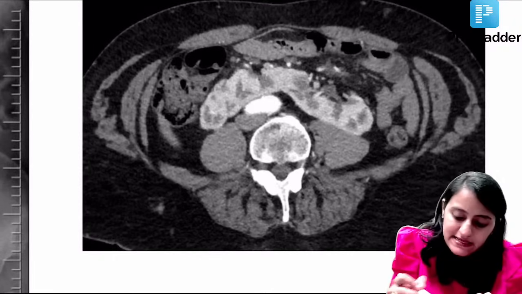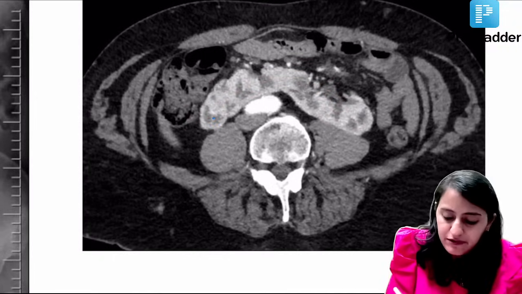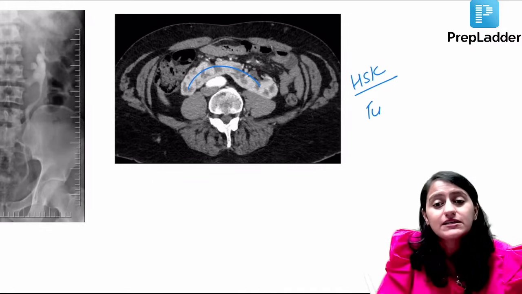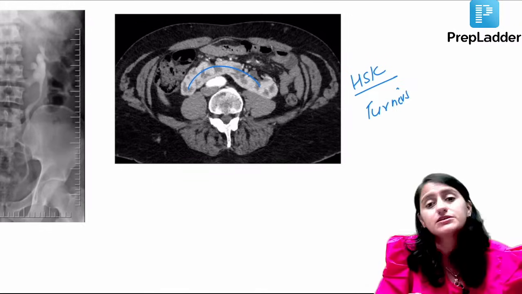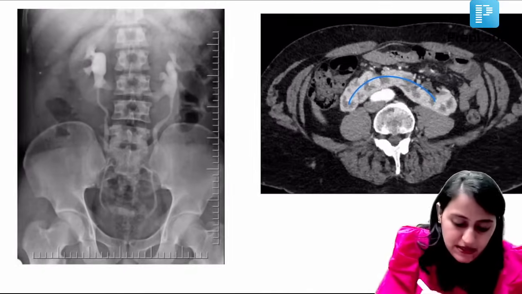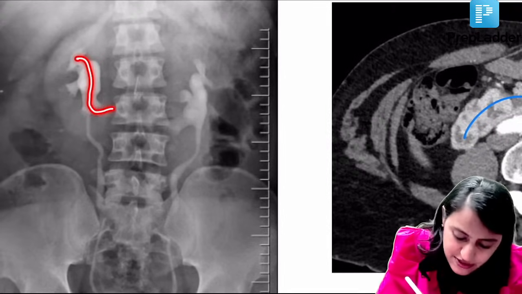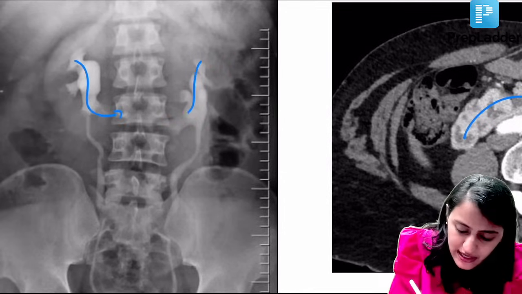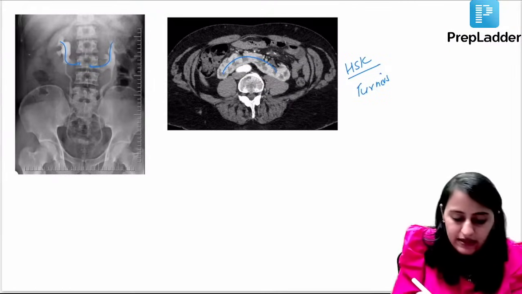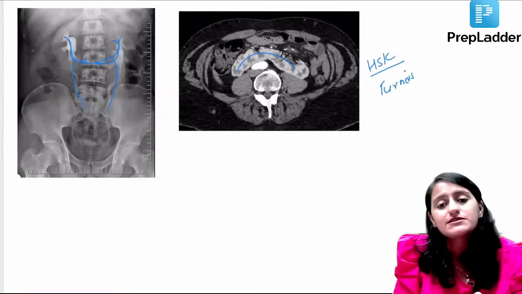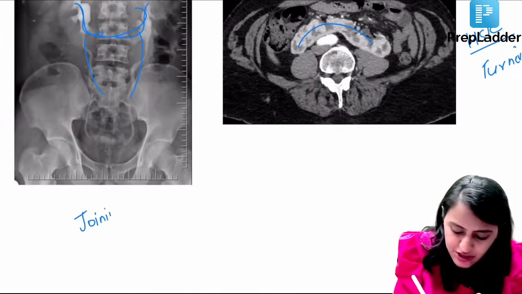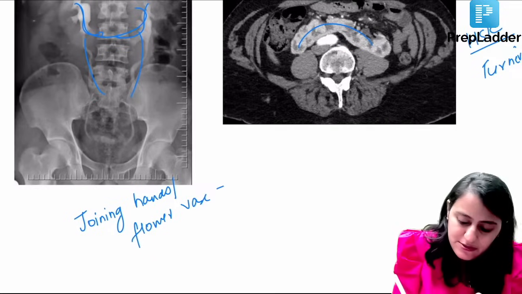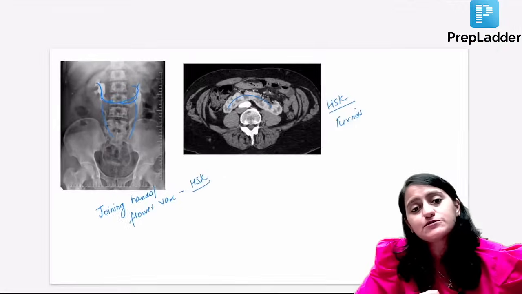Going to the next one, the CT image is easy. The two kidneys are fused together like a U-shape. So this is the horseshoe kidney, associated with Turner's, right? Now, what are you seeing in the IVP here? Look at the kidneys, how they are trying to go towards the vertebra. Both kidneys are trying to join hands with each other. So this is the flower vase appearance or joining hands appearance. Handshake, joining hands or flower vase appearance is what you see in horseshoe kidney.